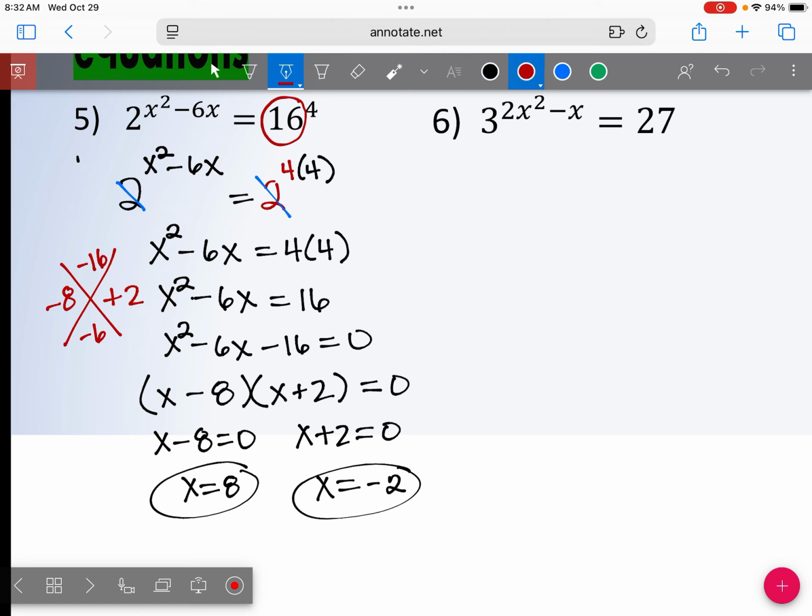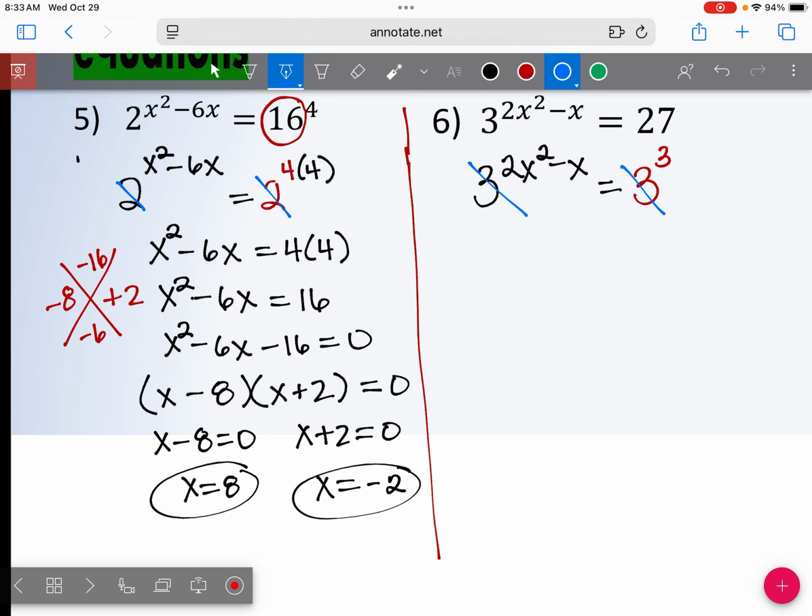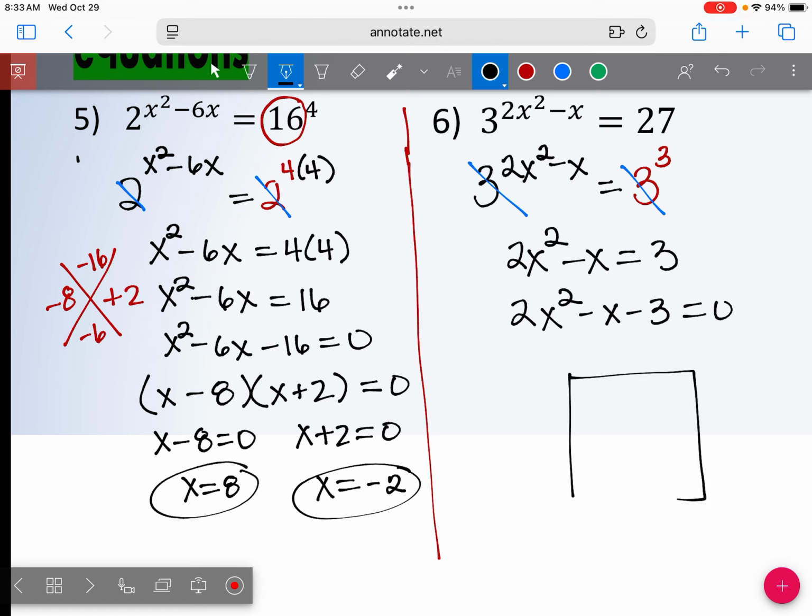How did you rewrite 27? 3 to the what power? Okay. Y'all doing pretty good. Do we agree that 3 to the third is 27? Yes. All right, so we can drop. So I'm left with 2x squared minus x equals 3. Set it equal to 0. And go ahead and factor that down.